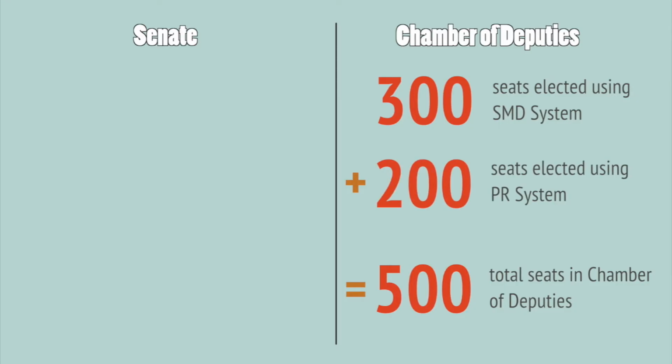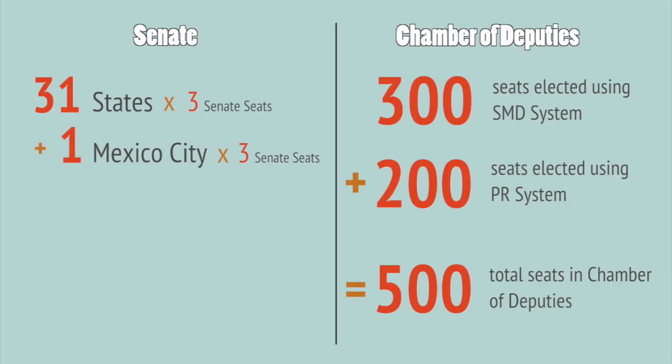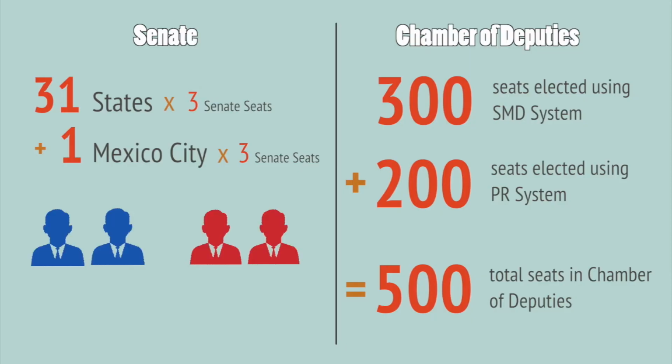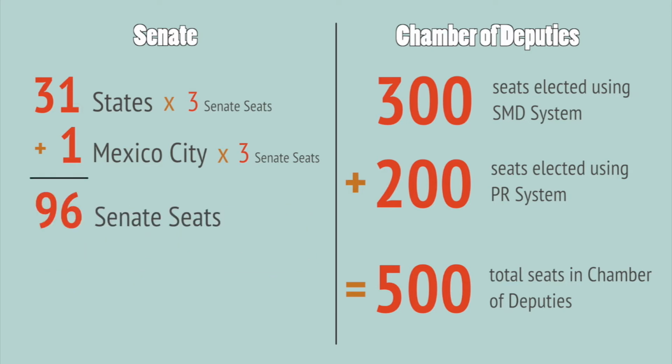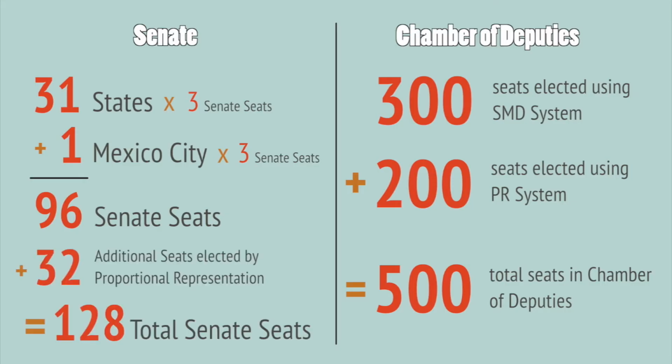Elections for Mexico's Senate are even more complicated. Each of Mexico's 31 states and Mexico City elect 3 senators. Political parties run 2 candidates as a pair, and voters choose whichever political party they feel best represents them. The winning party in each state wins the first 2 seats, and the political party that comes in second place wins the one remaining seat. This all adds up to about 96 seats, but there are another 32 seats in the Senate that are elected by proportional representation based on party support in a nationwide vote.